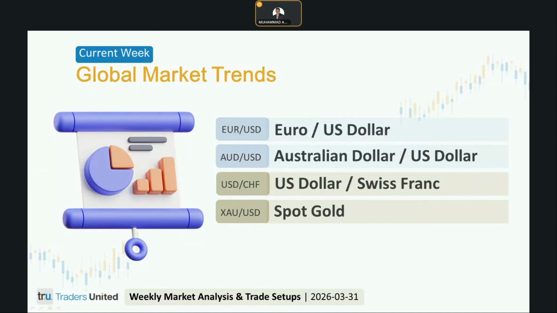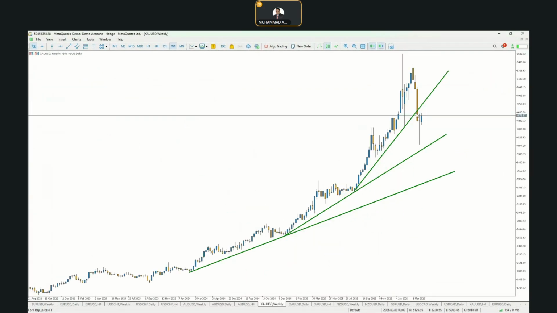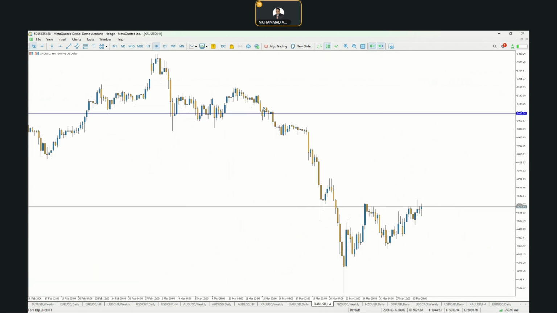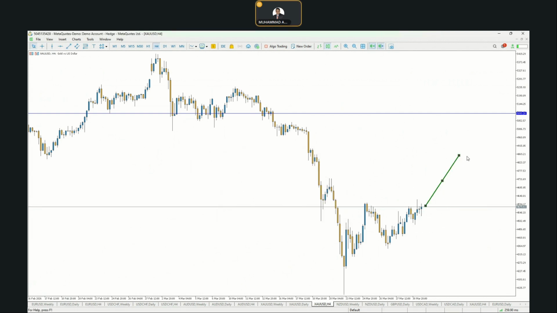Next one is the spot gold. Okay, spot gold, as far as the weekly chart is concerned, this was the break to the downside. So market is probably going to drop even further. Now we might see some sort of a bullish pullback over here in XAUUSD pair, and then price action is probably going to resume the downtrend.